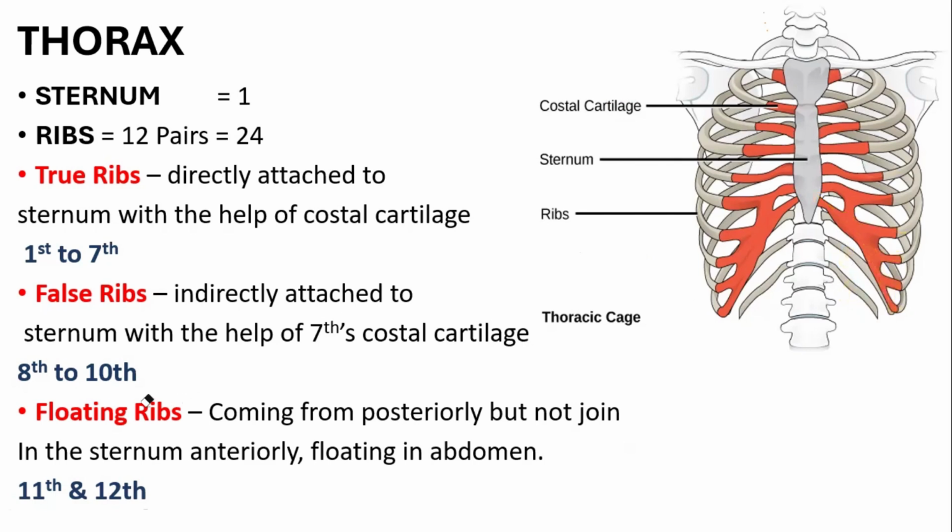Now let's discuss what is written here. True ribs are directly attached to the sternum with the help of costal cartilage: 1 to 7. False ribs are indirectly attached to the sternum with the help of costal cartilage: 8 to 10. Floating ribs come from posteriorly but are not joined to the sternum anteriorly, floating in the abdomen: 11 and 12. I hope it's clear for you all.